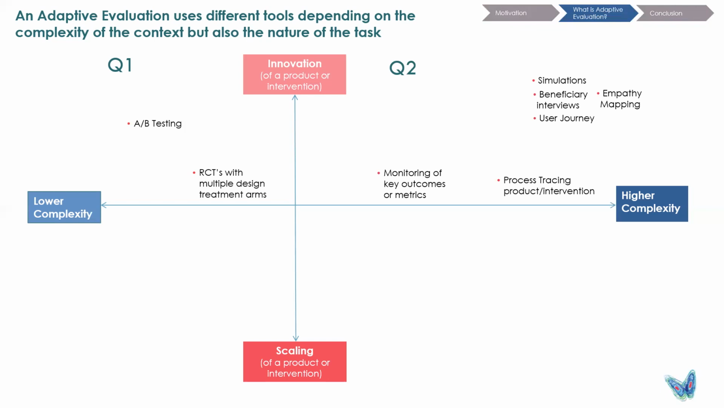In the third quadrant, we now are finally into scaling and at a lower complexity. So scaling in a lower complexity, and you can think of maybe expanding the teaching at the right level program, say to the state level, or maybe distributing bed nets to school children in a period of economic, social, or political stability.